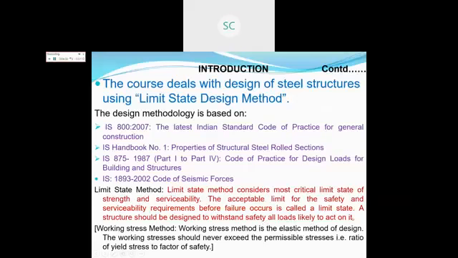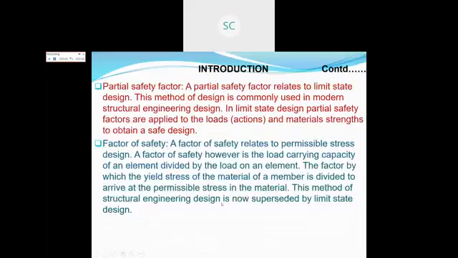And the working stress method: we are not using that method presently, but you must know what it is. We used it in the earlier code. The working stress method is an elastic method of design. The working stresses should never exceed the permissible stress, that is, the ratio of yield stress to factor of safety. Now, if the factor of safety is used in the working stress method, what is the partial safety factor that is used in the limit state method?